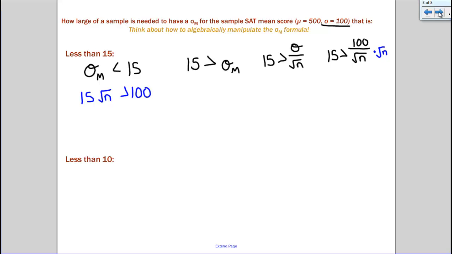Well, now we can divide both sides by 15 to get rid of the 15 times the square root of n, because we're trying to isolate n on one side of the inequality here. So we end up with the square root of n is greater than 100 divided by 15, which gives you 6.667.